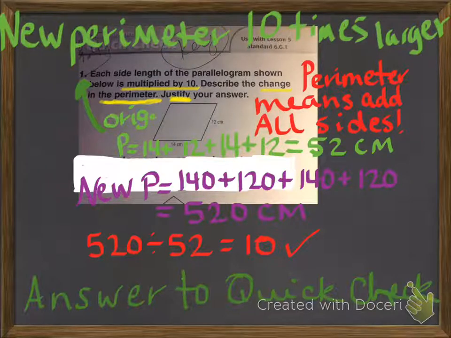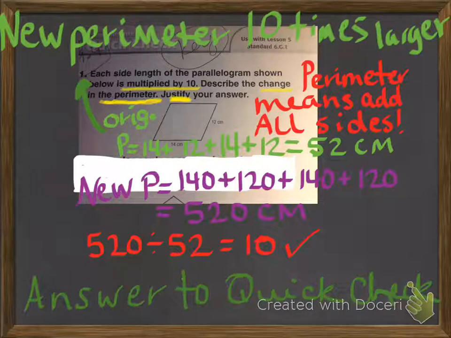You are to describe the change in the perimeter. The new perimeter would be 10 times larger because the new side lengths are 10 times larger. Perimeter means you're adding up all the sides. Some of you, when you gave this answer, gave it to me as the area. Okay, remember again, perimeter means you're adding up all of the sides.